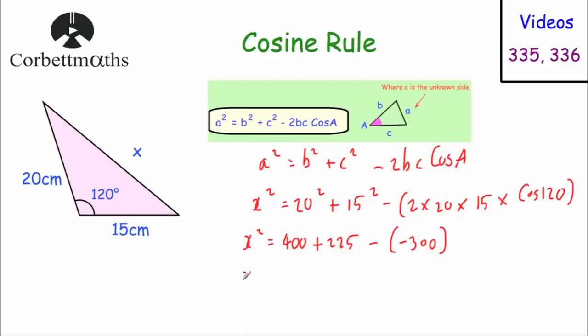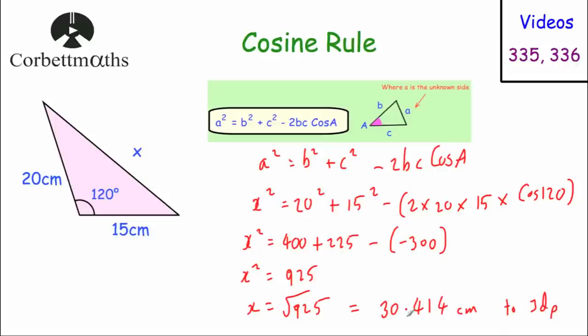Now let's work out what we get. So x squared equals 400 plus 225 minus negative 300, which is equal to 925. So this side is not 925 centimeters. It wouldn't make sense for this question because that's x squared. So we need to square root it to find the value of x. So x will be equal to the square root of 925, which is equal to 30.414 centimeters. So the answer will be 30.414 centimeters to three decimal places. I've rounded to three decimal places, and that's it.